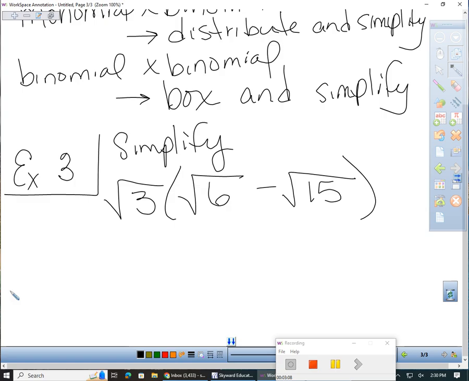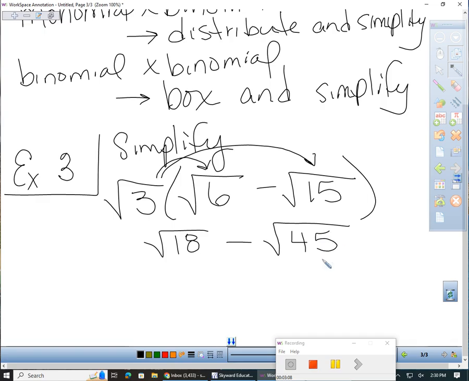You're welcome. All right, so now, because it's a monomial in front, we're going to distribute. Square root of 3 times the square root of 6 is the square root of 18. Square root of 3 minus the square root of 15. We get outsides, we get a negative. Insides, we get the square root of 45.